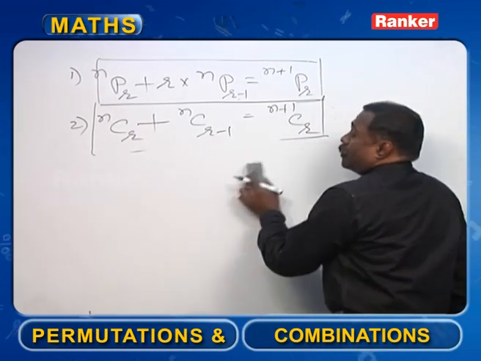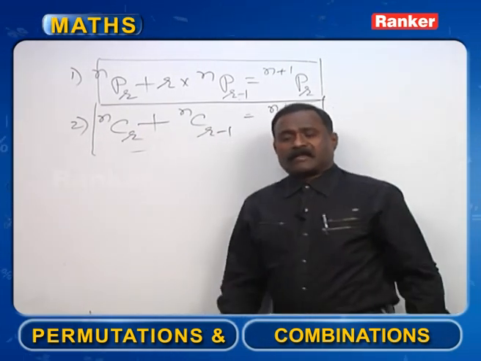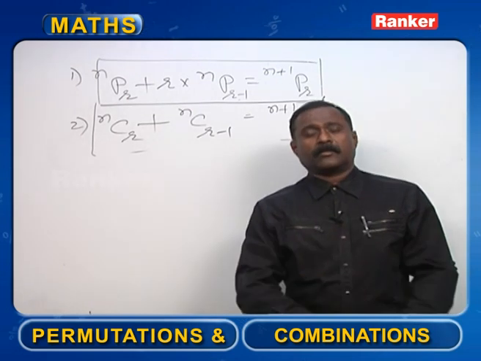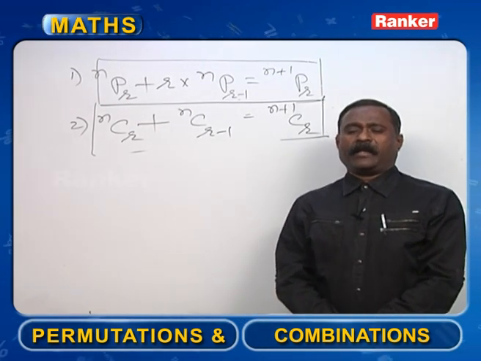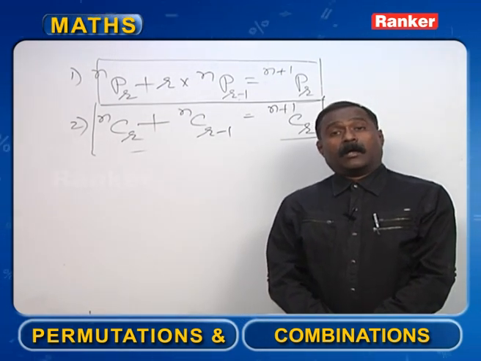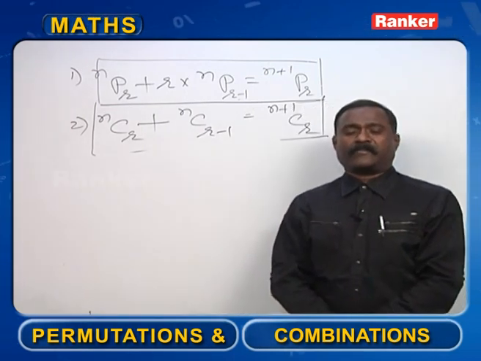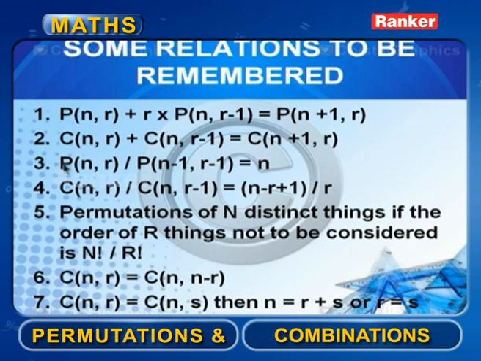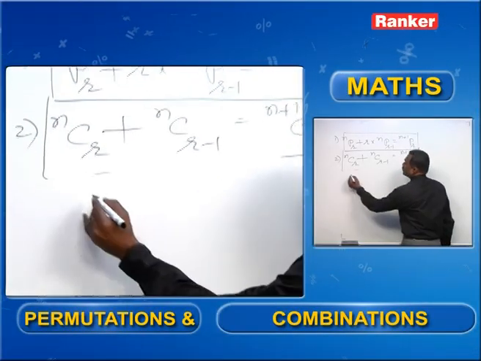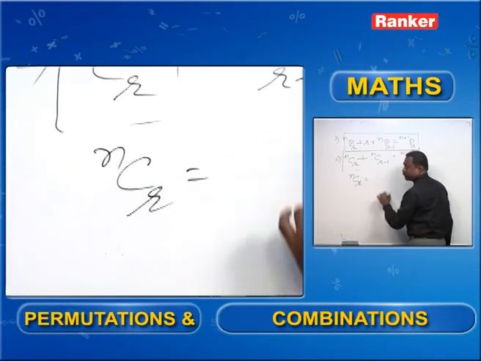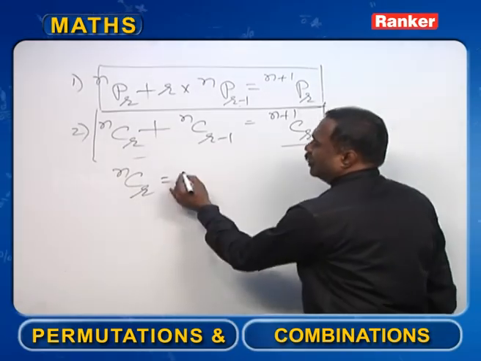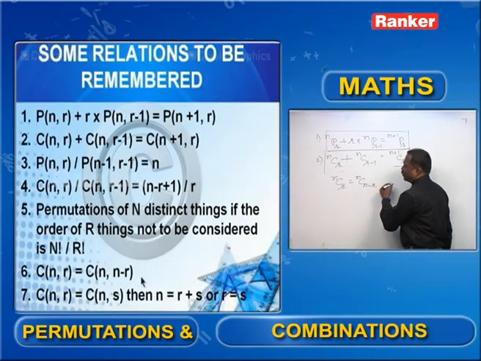So understand, whenever the order of things is not to be considered, then simply it is n factorial upon r factorial. Fifth one, please. Permutations of n distinct things, if the order of r things is not to be considered, is n factorial upon r factorial. Next, the 6th one: nCr is equal to nC(n minus r). What does it mean?